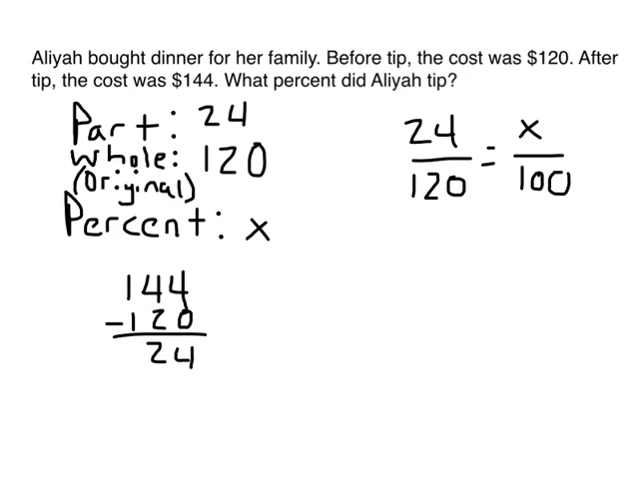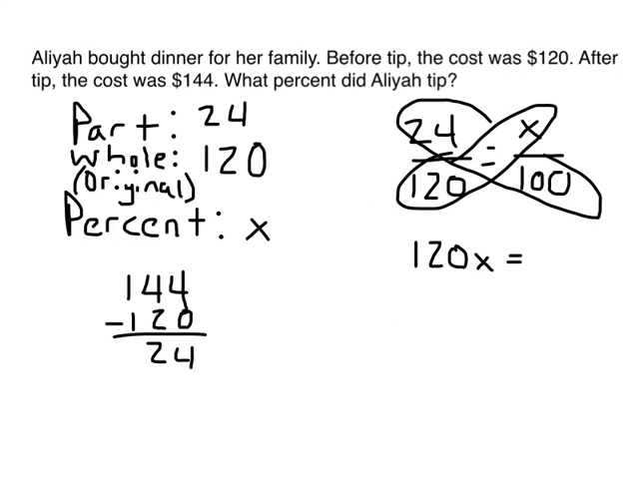24 is the part, that's the numerator, over a denominator of 120. And that's going to be equal to my percent x over 100. Now we can solve with cross multiplication. 120 times x is 120x. What is 24 times 100? It's 2,400. Go ahead and solve with division to find the percent change.